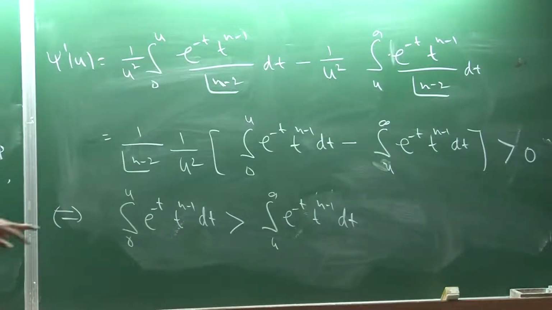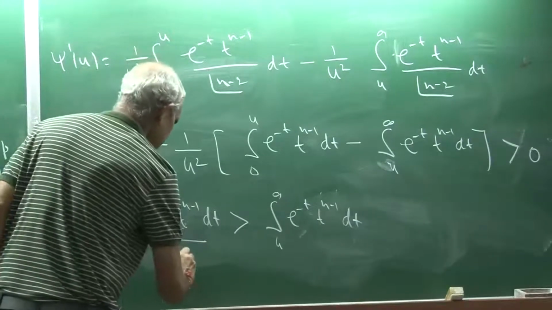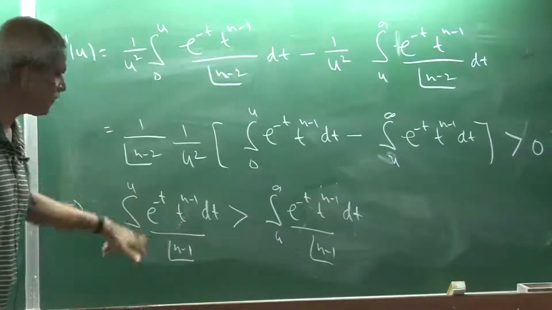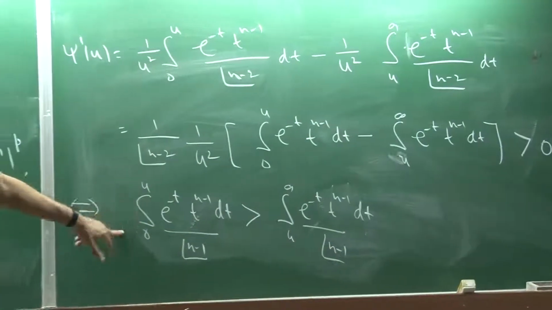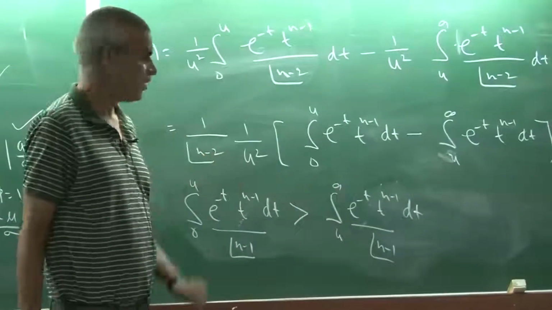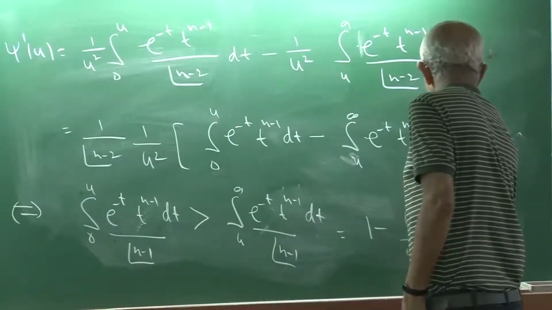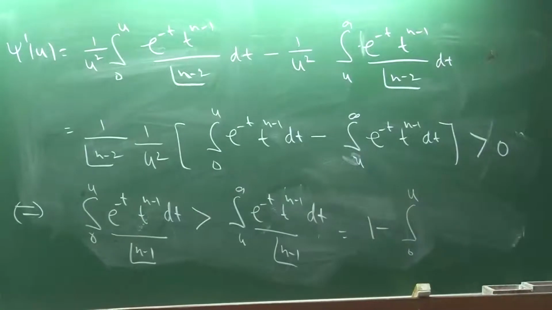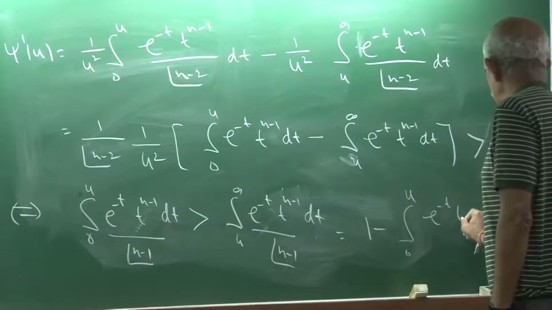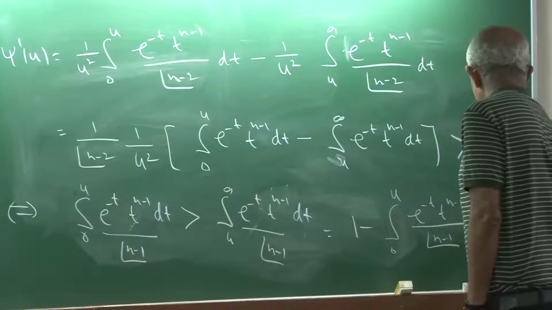I can divide both the sides by factorial n minus 1. The thing doesn't change, so that it becomes a density. Now it is a PDF of a gamma n minus 1. So it is a probability that gamma n minus 1 is less than u. This is a probability that gamma n minus 1 is greater than u. So this can be written as 1 minus 0 to u, because e to power minus t, t to power n minus 1 by factorial n minus 1 is a density, e to power minus t, t to power n minus 1 by factorial n minus 1 dt.